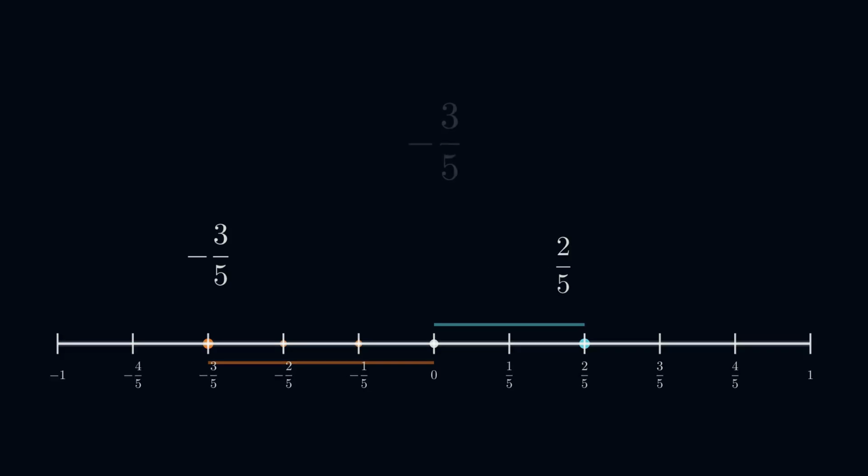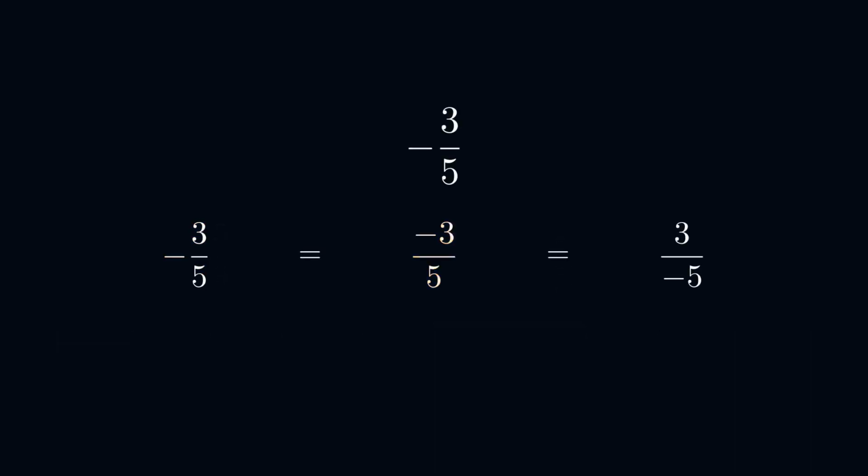Now look carefully at the minus sign. Negative 3/5. Negative 3/5. Negative 3/5. These all represent the same negative value. The minus sign can move, but the value stays the same as long as there is only one negative sign.